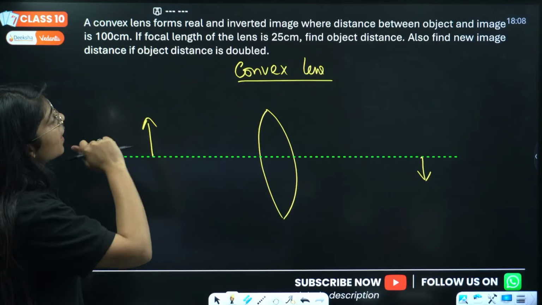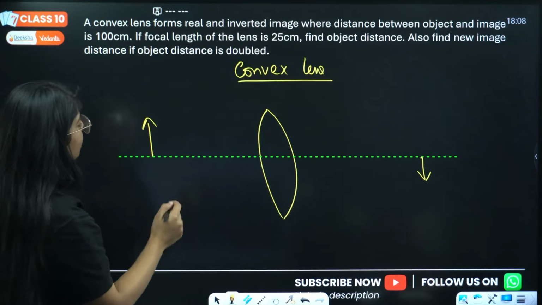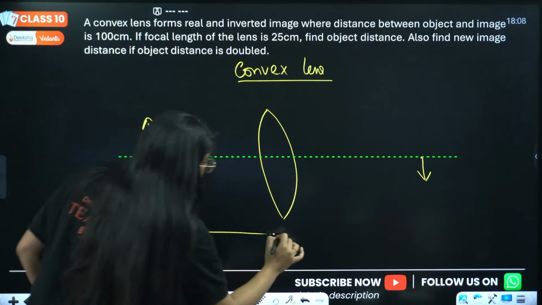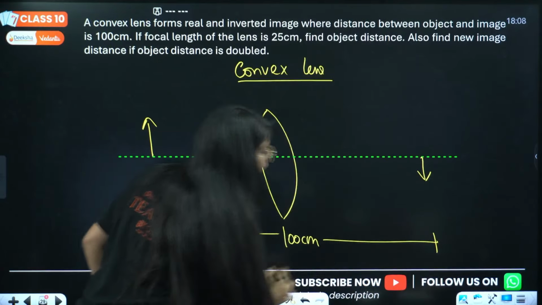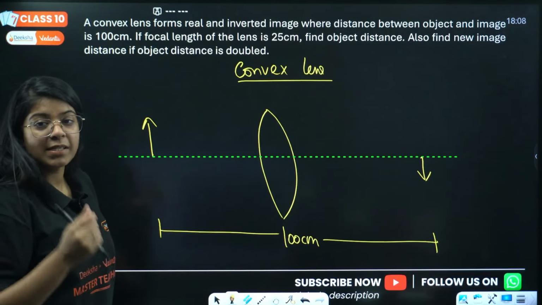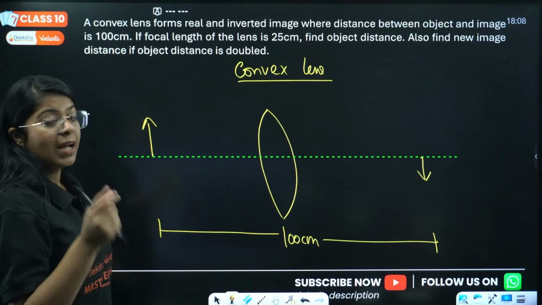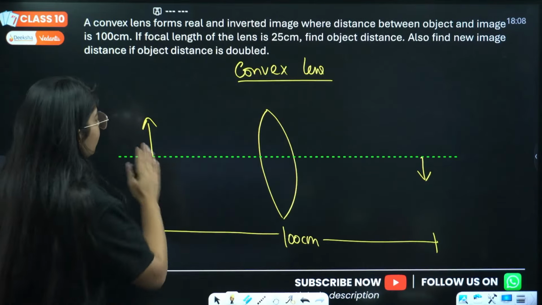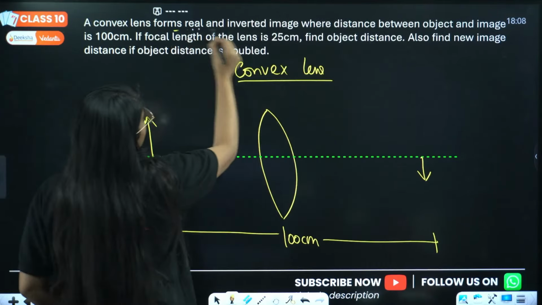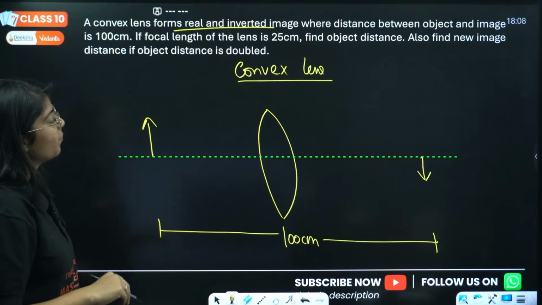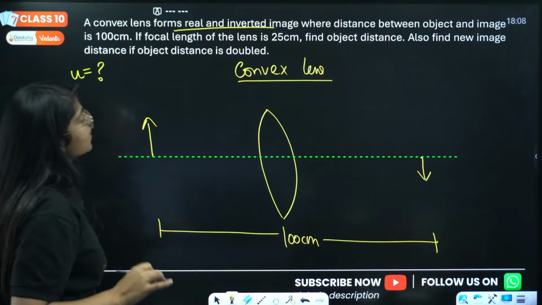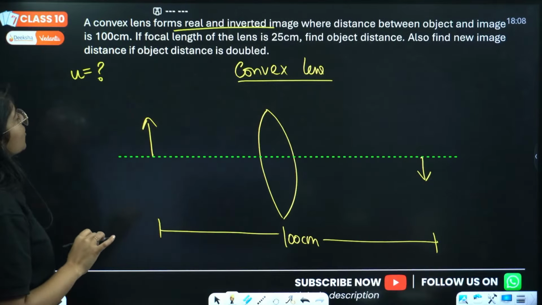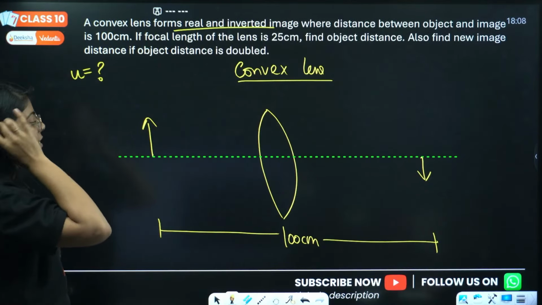Why? Let's see. The object and image is 100 centimeters. So this complete distance is 100 centimeter, right? Why this we took? Why not the virtual image? Because it is clearly given real and inverted. Find the object distance. We have to find the object distance. Also find the new image distance if object distance is doubled.